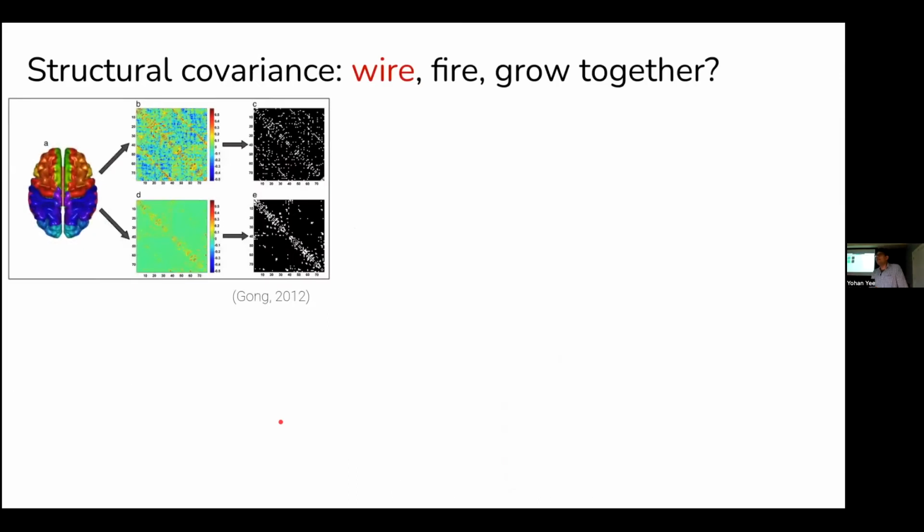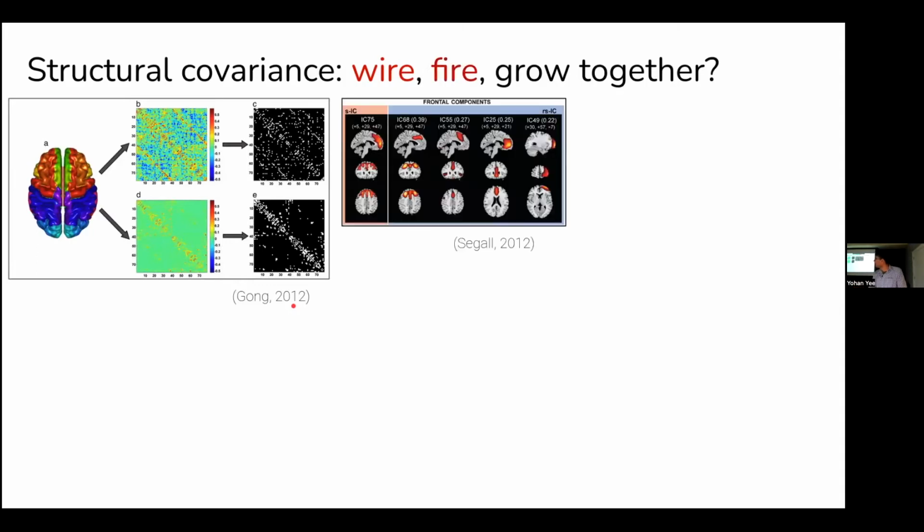So a lot of people have actually looked at structural covariance in relation to wiring and firing. A study by Gong and colleagues from 2012 looked at the association between structural covariance and structural connectivity as measured using diffusion tensor imaging. And they found that about 35% of regions that correlate strongly together were connected by a fiber tract. And then using multivariate decomposition methods, Seeley and colleagues showed that structural covariance networks essentially associated very highly with functional components.